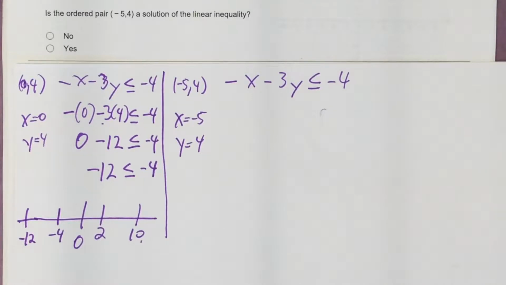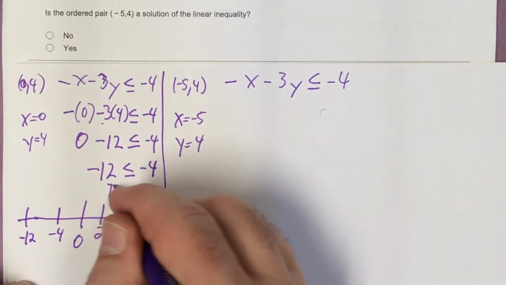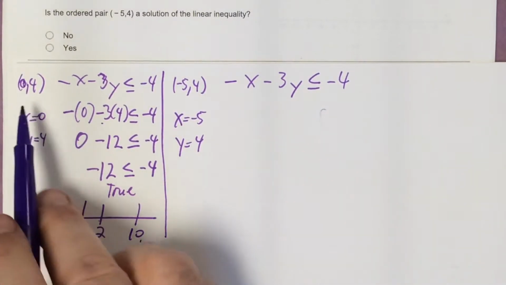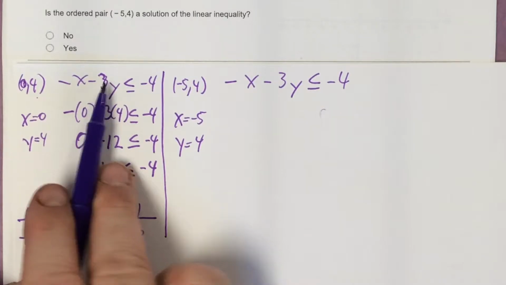So if we have this, we take a look. Is negative 12 less than negative 4? Well, it is further to the left. And just like 2 is less than 10 because it's further to the left, negative 12 is less than negative 4 because it's further to the left. So this is going to be true. Therefore, we can say that the point (0, 4) is going to be a solution for this inequality.